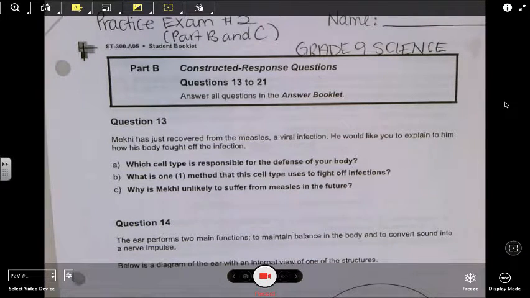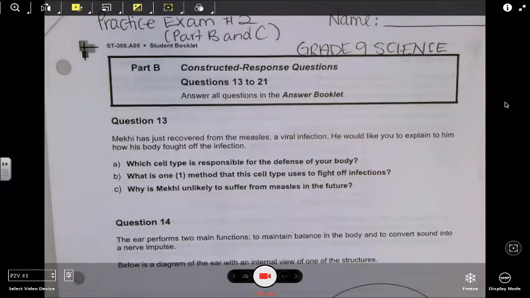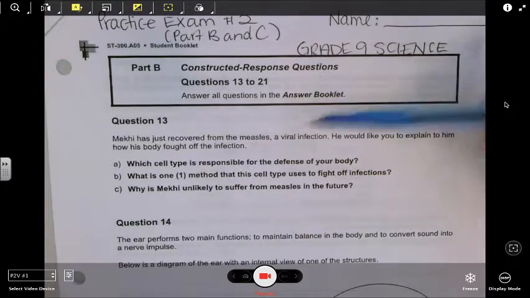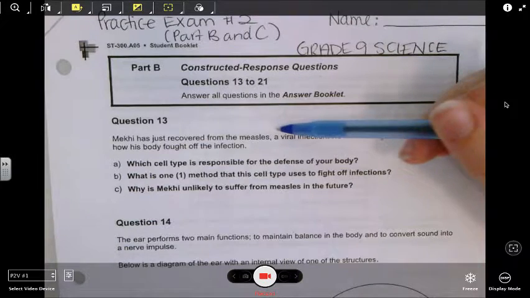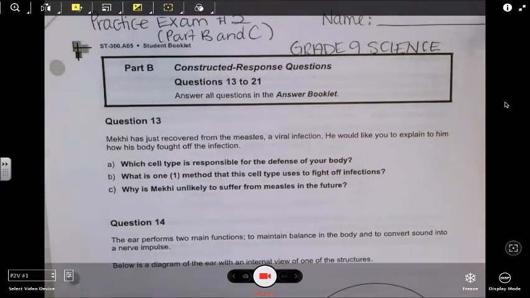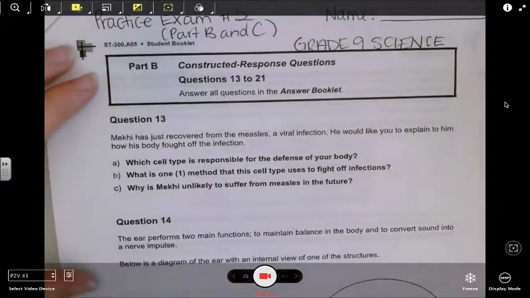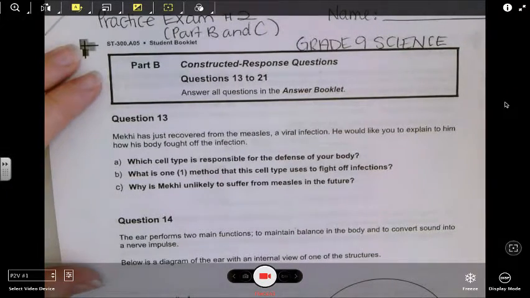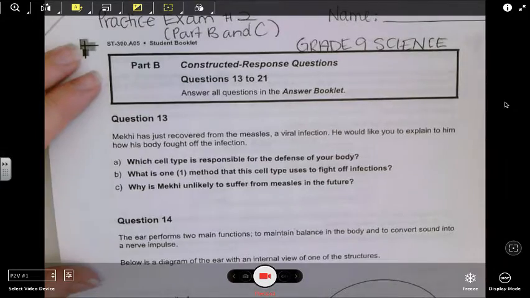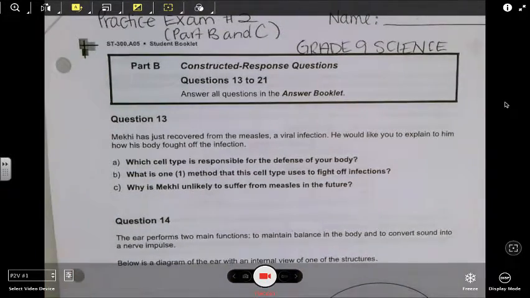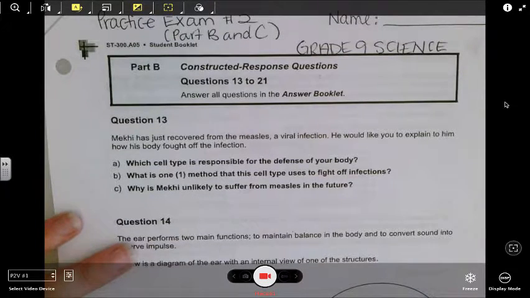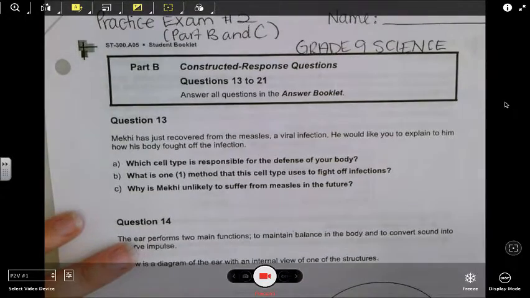All right, so first of all, if we're looking here, Mecca has just recovered from the measles, a viral infection. He would like you to explain to him how his body fought off the infection. So the first one says, which cell type is responsible for the defense of your body? Okay, so right away, we're looking at the lymphatic system here. So it should tell you right away that we're looking at one of the types of blood cells. But as you guys know, the ones that are responsible for protecting our body are the white blood cells. Okay, so I'll write that in here.